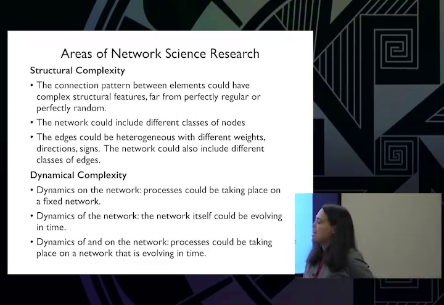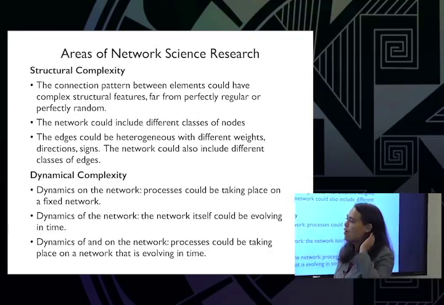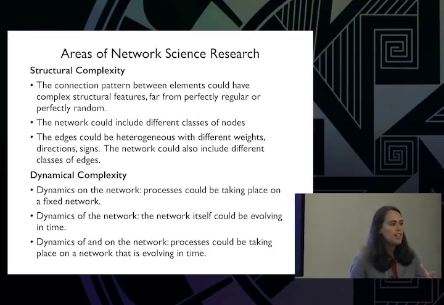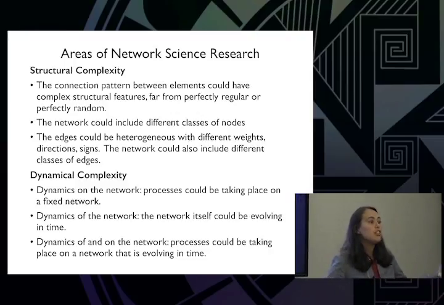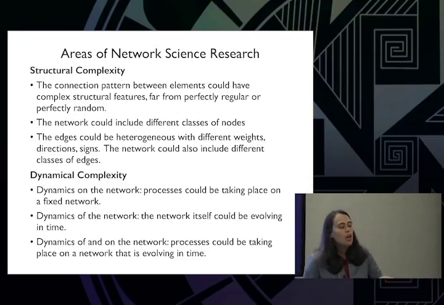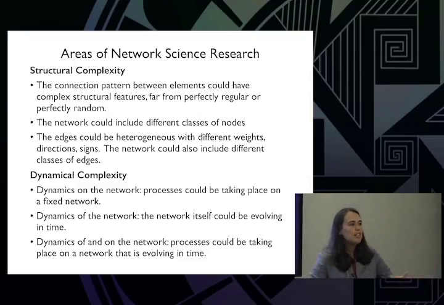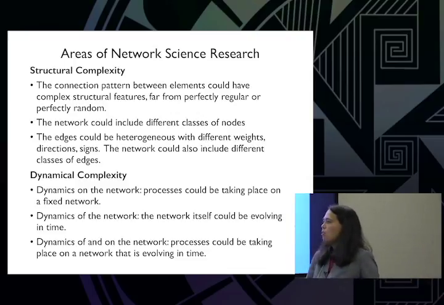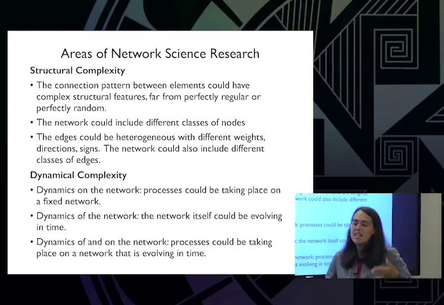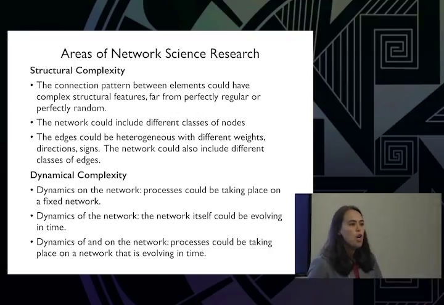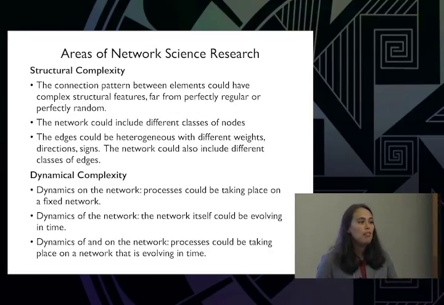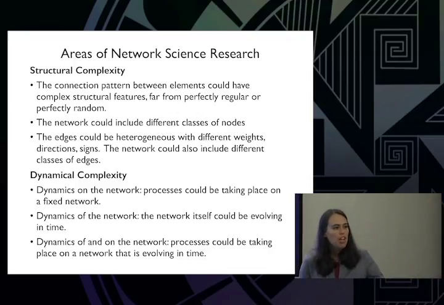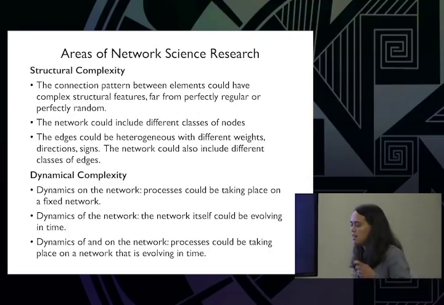Beyond the structural complexity, we have the dynamical complexity, which will be the focus of tomorrow. We can have dynamics on the network, processes taking place on a fixed network. So if we think about the spread of disease through a population, we could approximate the social network as fixed, and then disease spreads, like the flu, spreads over this social network. We can think about dynamics of the network. The network itself could be evolving in time. This could be, for instance, the development of the brain from the fetus stage through early childhood and beyond.